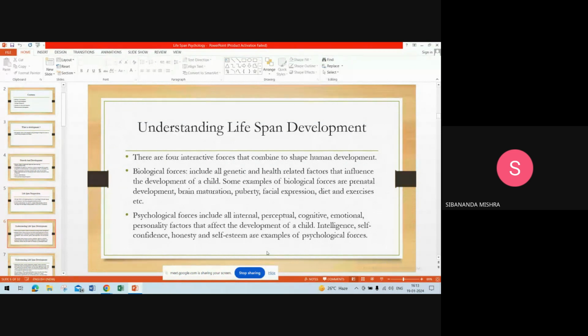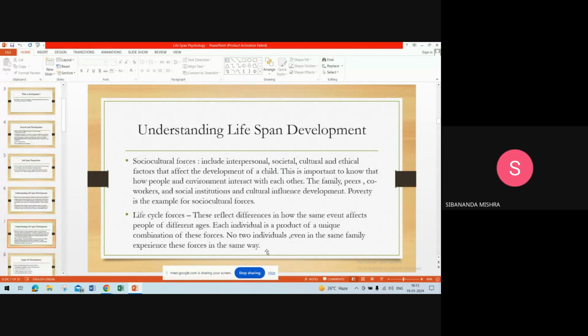Next is sociocultural forces. Sociocultural forces include interpersonal, societal, cultural, and ethical factors that affect the development of a child. This is important to know how people and environment interact with each other. The family, the peers, the co-workers, social institutions, and cultural influence development. Poverty is the best example of sociocultural forces. So these are all sociocultural forces.